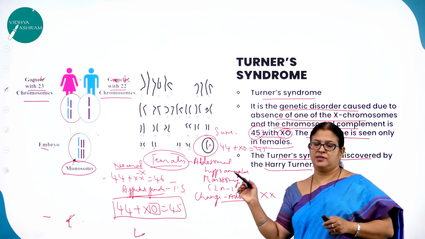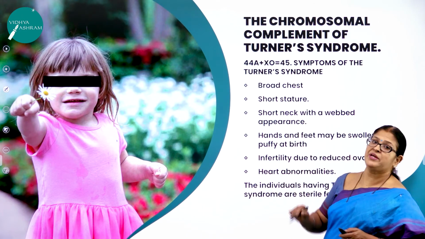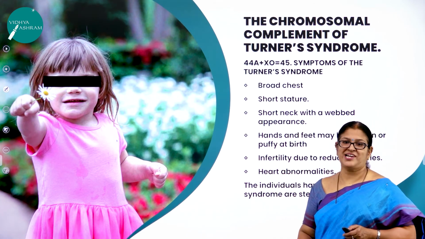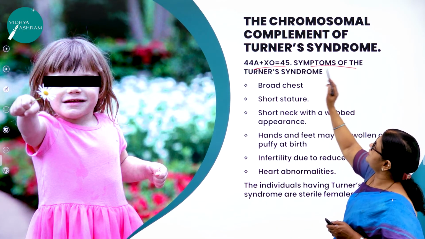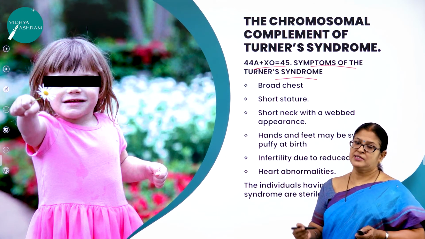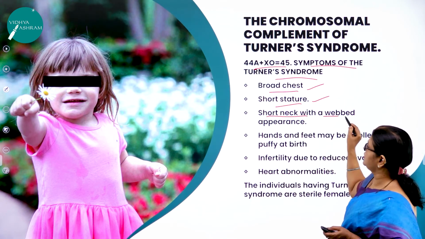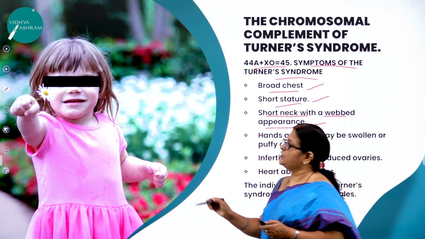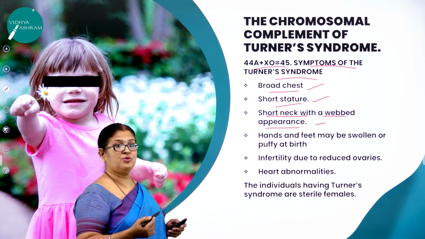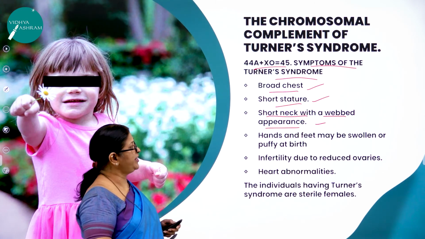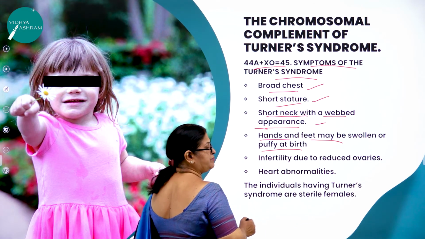Hope you have understood all the concepts I have explained in today's session. See here you can see the child. So what will be the features? As I said, 44A X0. Symptoms of the Turner syndrome. Now let us see what will be the symptoms. Broad chest, short stature, short neck with a webbed appearance. So here you can see the child. Puffy, the face is swollen. Short neck with a webbed appearance. Then hands and feet may be swollen or puffy at birth.